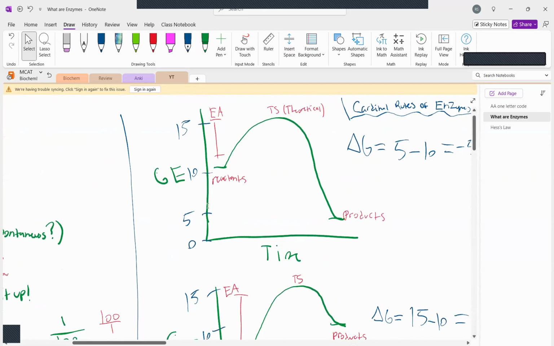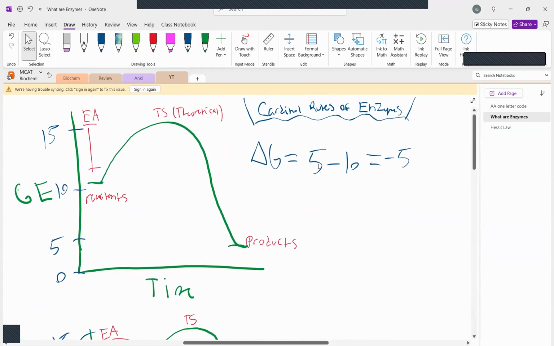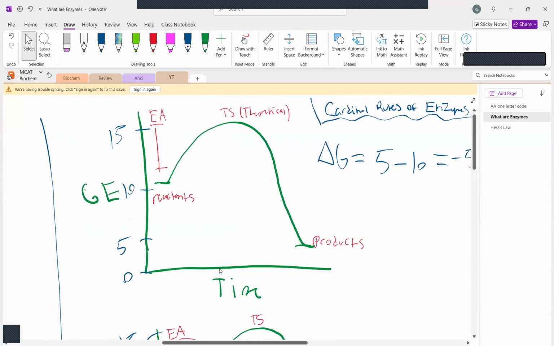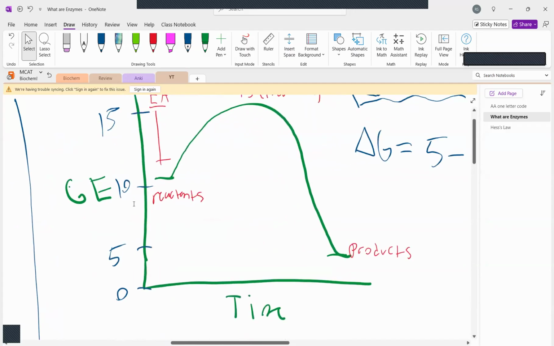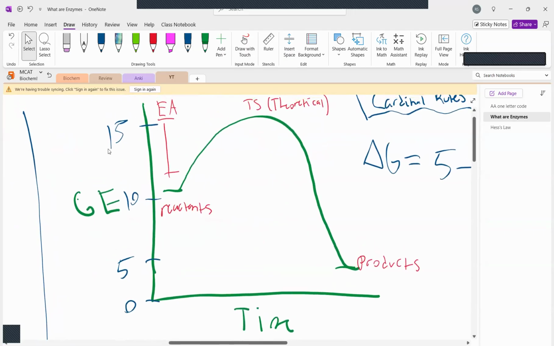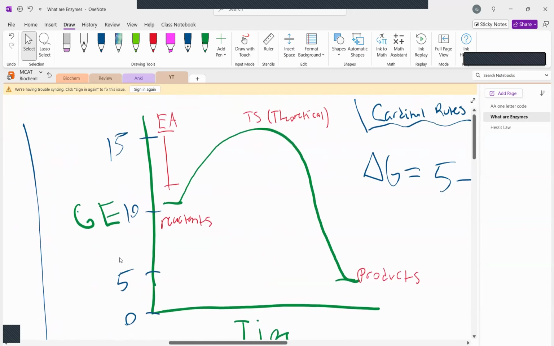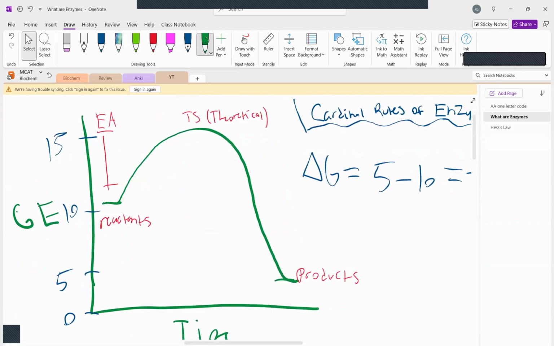Okay, now we're going to talk about enzymes, the cardinal rules of enzymes. So first we should probably talk about this graph. Gibbs free energy is on your y-axis. Then you have time, since obviously chemical reactions don't just appear out of nowhere. Just pretend this is joules. This is really bad, but it gets the point across, I guess. So you have your reactants. Let's say this one is going to be an exergonic graph.